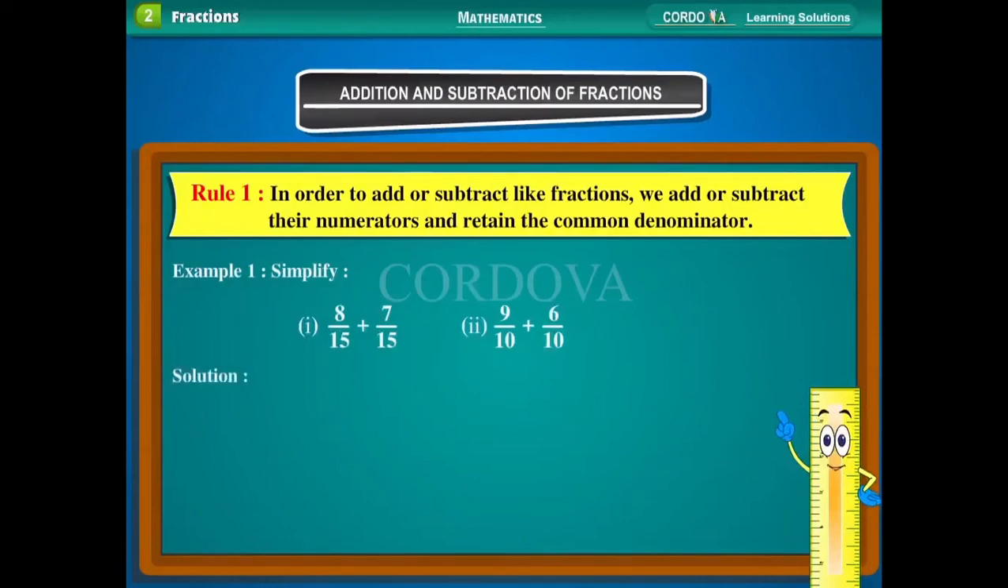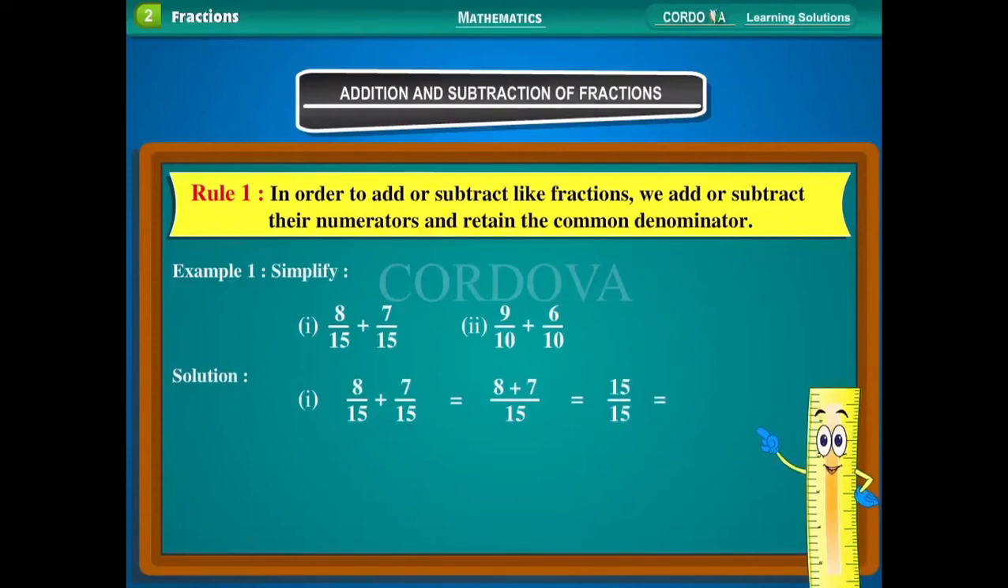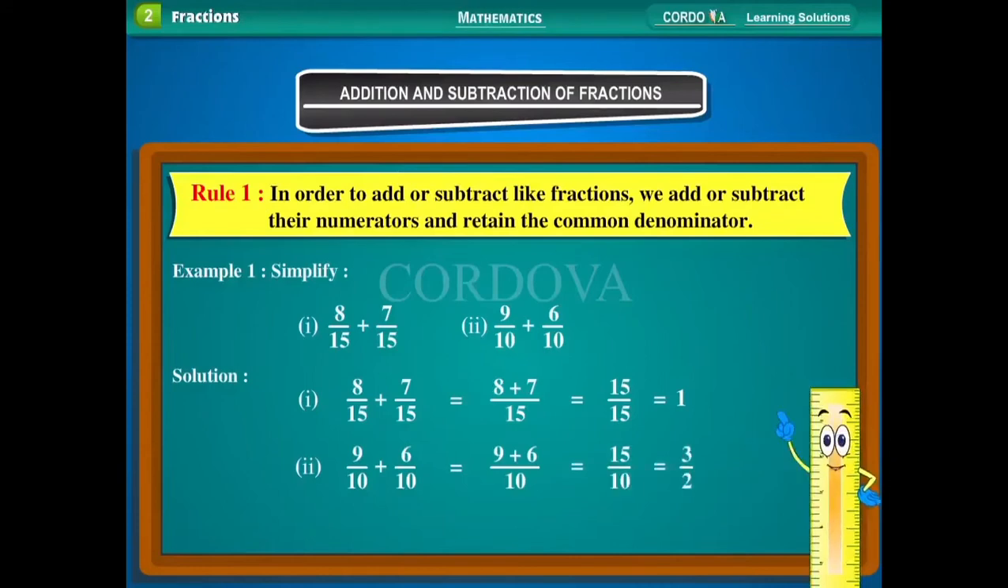Solution. 8/15 plus 7/15 is equal to (8 plus 7)/15, which is equal to 15/15, which is equal to 1. 9/10 plus 6/10 is equal to (9 plus 6)/10, which is equal to 15/10, which is equal to 3/2.